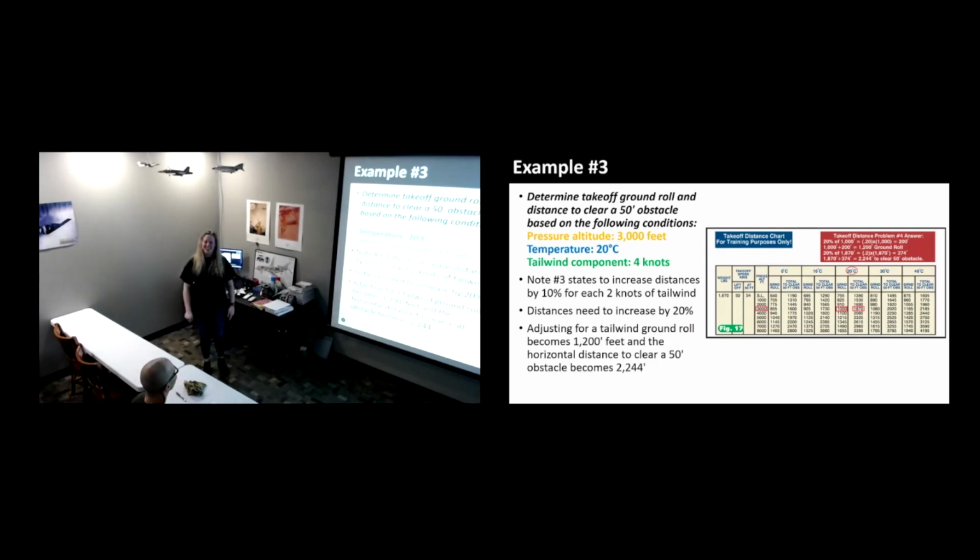I was like, no way, it's making me pull out my calculator. Adjusting for the tailwind, the ground roll becomes 1,200 feet and the distance to clear the obstacle becomes 2,244 feet. So guess what? The trick that the FAA is going to try to pull on you is that one of the answers you could choose from is going to be 1,000 feet, because you didn't do this extra tailwind calculation, even though they want it to be 1,200 feet, right?